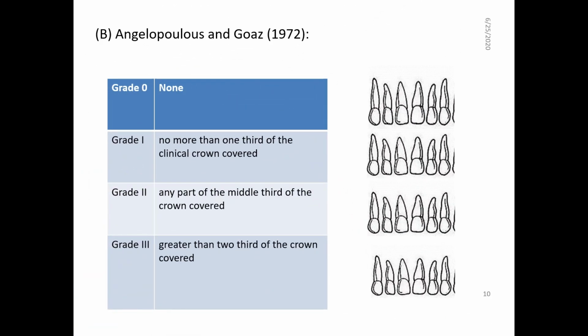We come on to Angelopoulos and Gose. In 1972, they have given this scoring. This is a very simple scoring on the basis of the clinical crown covered. So grade 0, none. Grade 1, no more than 1/3 of the crown is covered. Grade 2, any part of the middle third of the crown covered. Grade 3, greater than 2/3 of the crown covered.